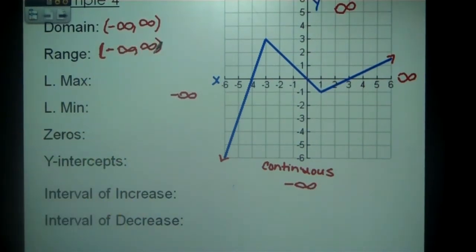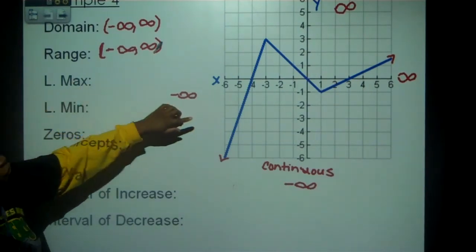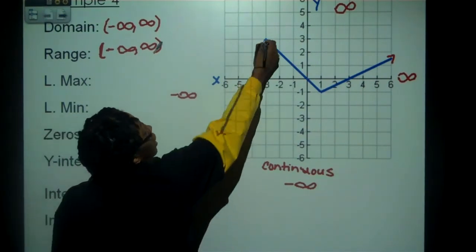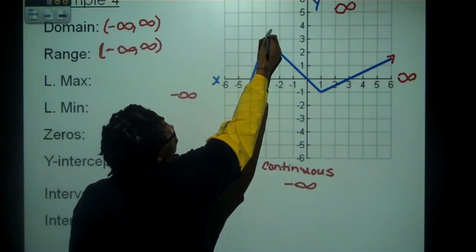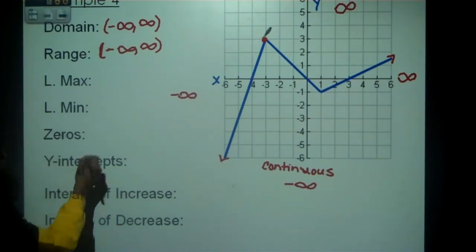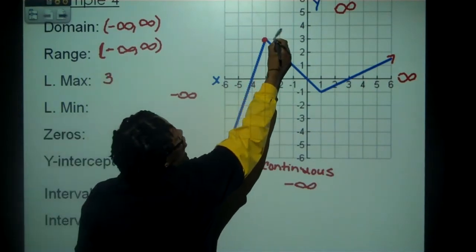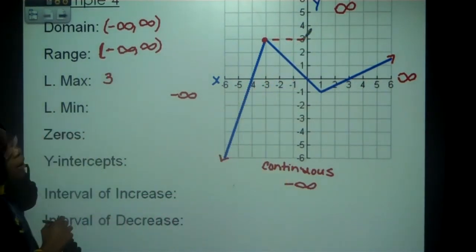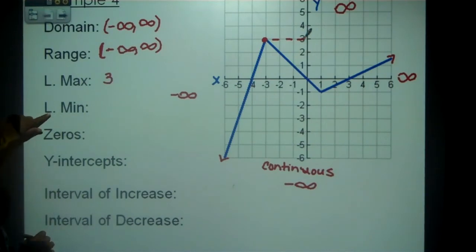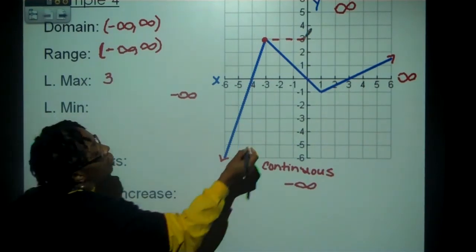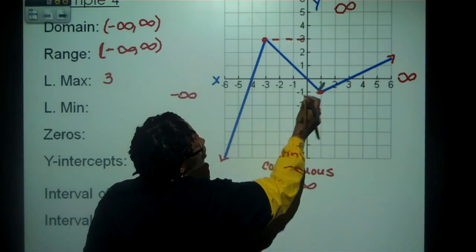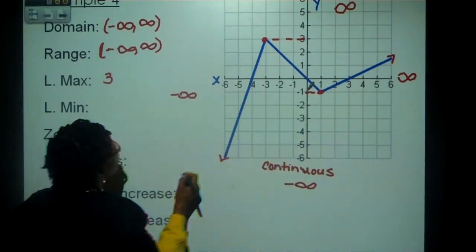Since we have a continuous graph, we're going to have a local maximum point and a local minimum point for this particular graph. When I look at this graph, the maximum point before it decides to go into infinity is going to be here. So the local maximum that I'm going to have is 3. I'm only paying attention to my y-axis to decide my local maximum point. For my local minimum point, the lowest point that it's going to reach before it goes into infinity is going to be -1.